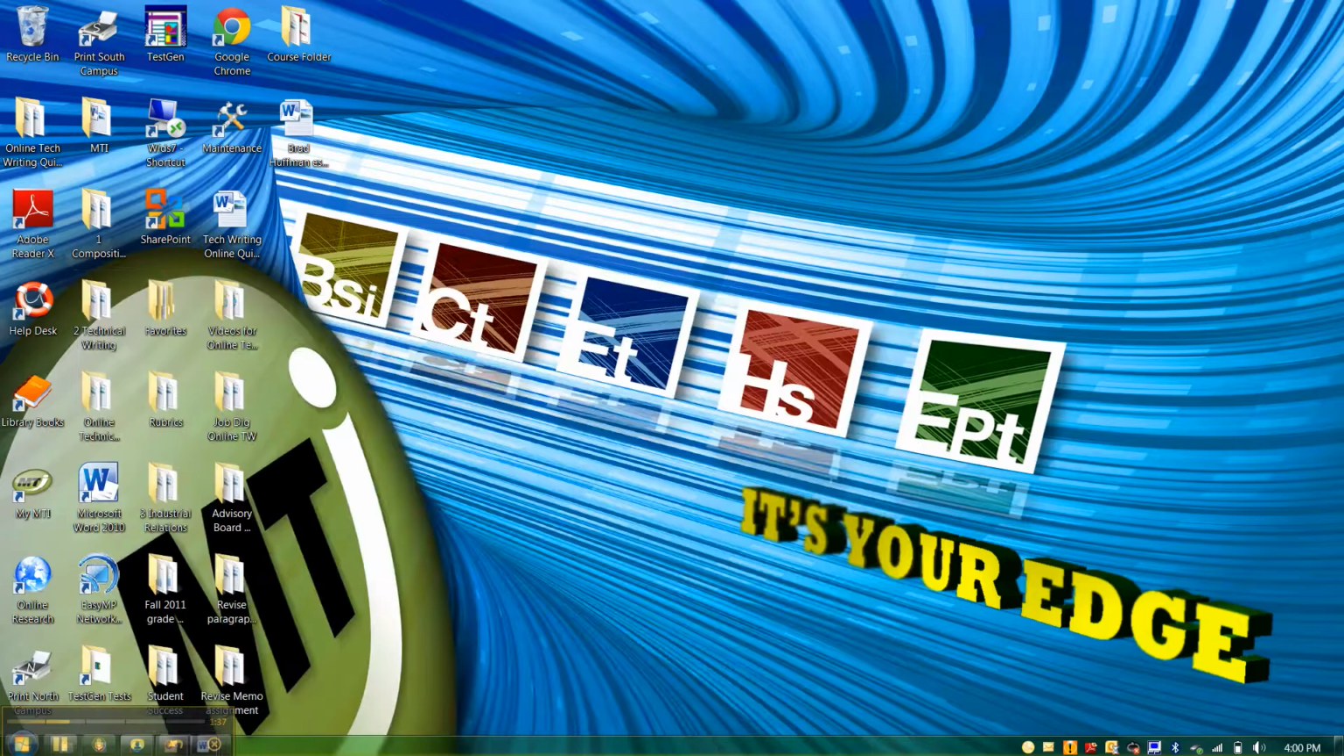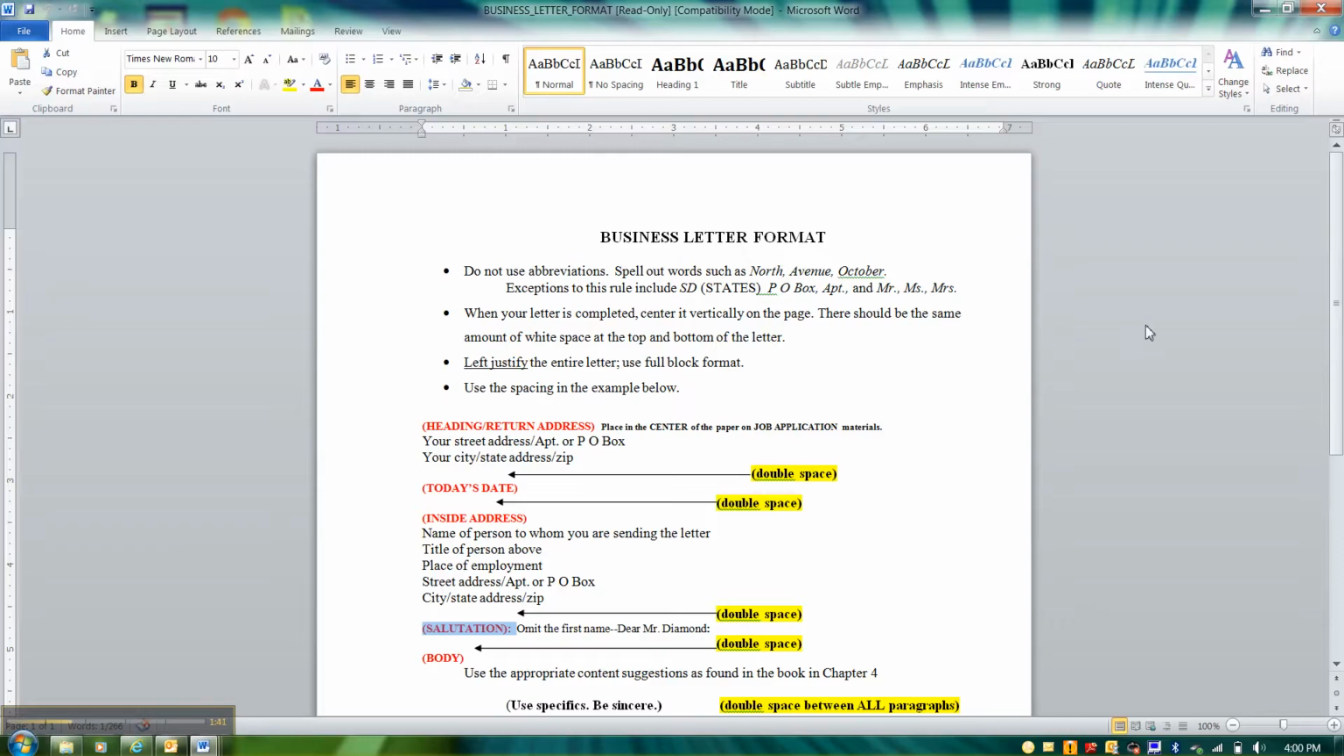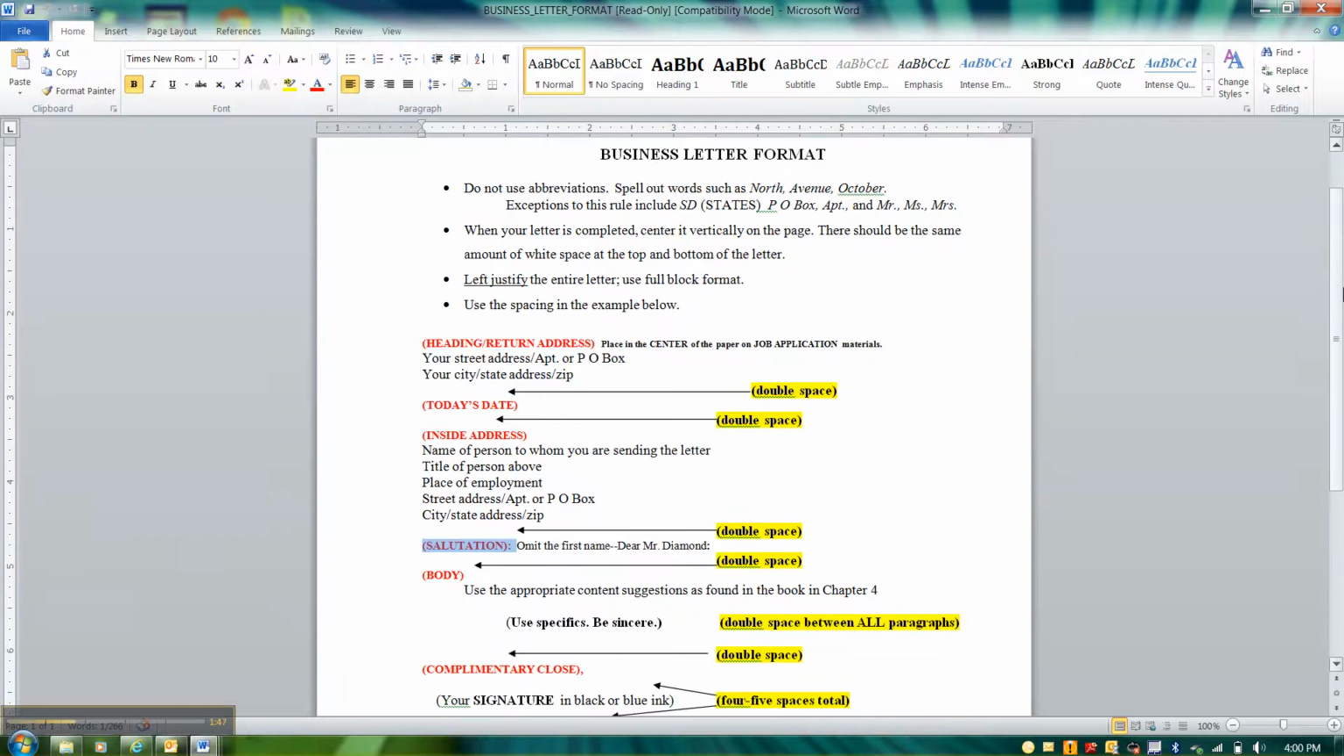The second assignment that you're going to be doing is an inquiry letter. On my MTI, under that assignment, I give you this business letter format document, and this just tells you a little bit about how to write business letters. The information is also in chapter 4 of your book, but it gives you some of the basic formatting here. Not to use abbreviations, again, to center the letter vertically on the page like we did with our memo. One big thing is you need to left justify the entire letter because we use full block format, okay? So look for that in your book as well.